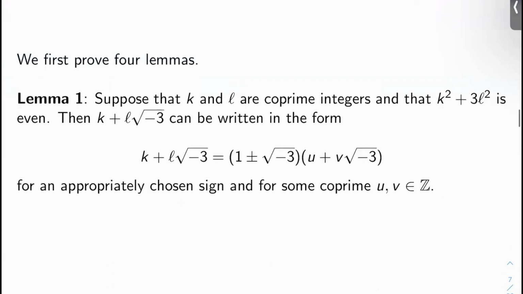Lemma 1: suppose k and l are coprime integers, and that k squared plus 3l squared is even. Then k plus l root negative 3 can be written in the form 1 plus or minus root negative 3 times u plus v root negative 3, for an appropriately chosen sign and for some coprime integers u and v.